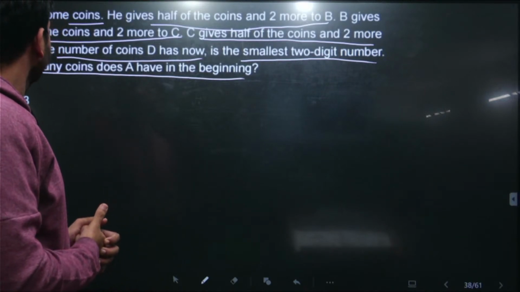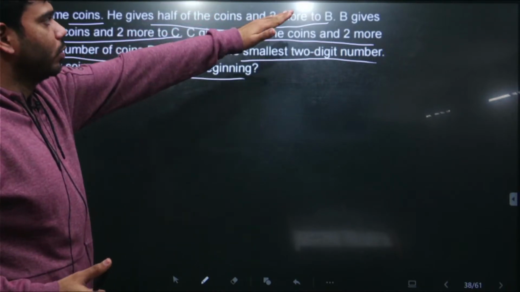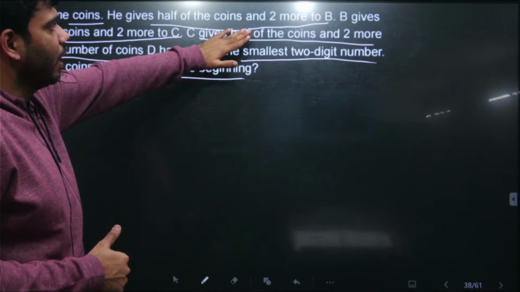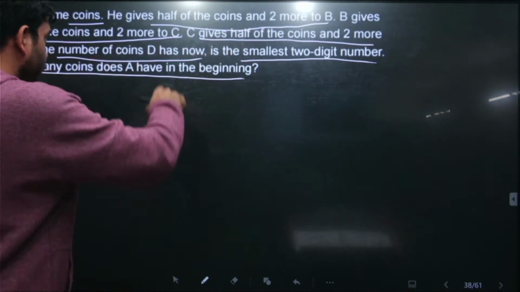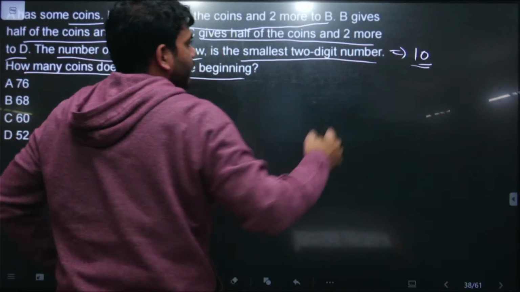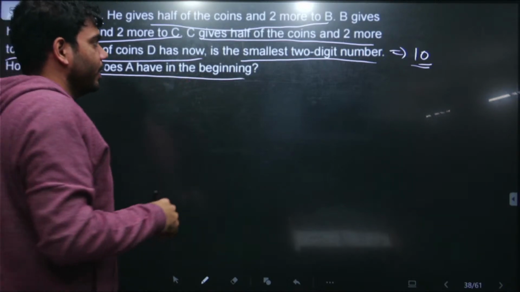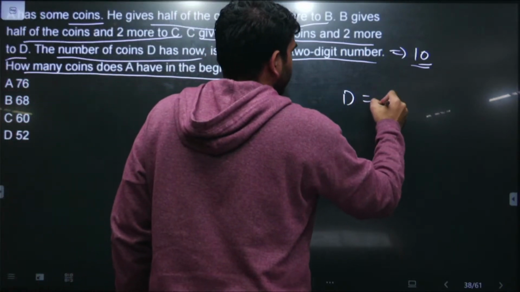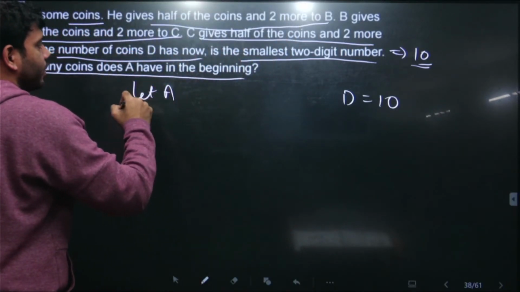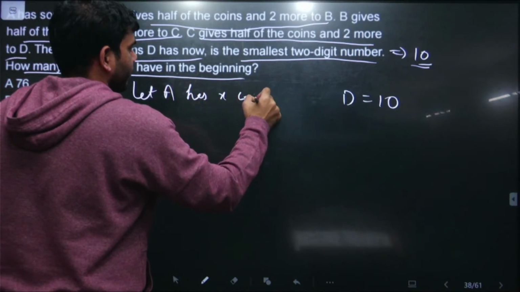So it is saying A has some coins and A is giving half of the coins plus 2 more to B, and similarly B is also giving half of the coins plus 2 more to C, and C then again giving half of the coins plus 2 more to D. And the number of coins that D is having is the smallest 2-digit number, that is 10. Then we need to find how many coins A is having in the beginning. So it is saying D has 10 coins and we have to find how many A has. So let A have x coins, right?